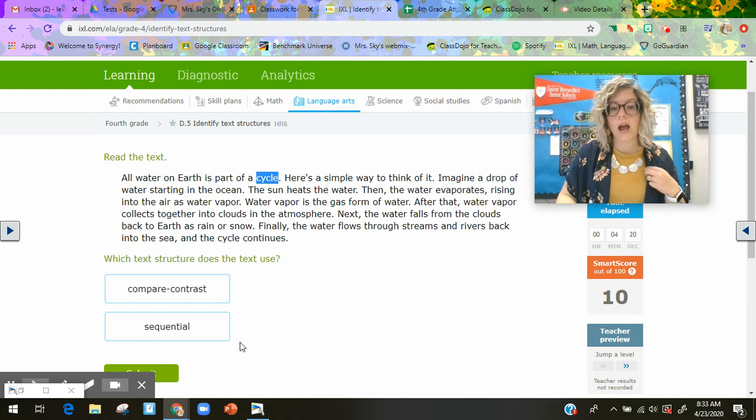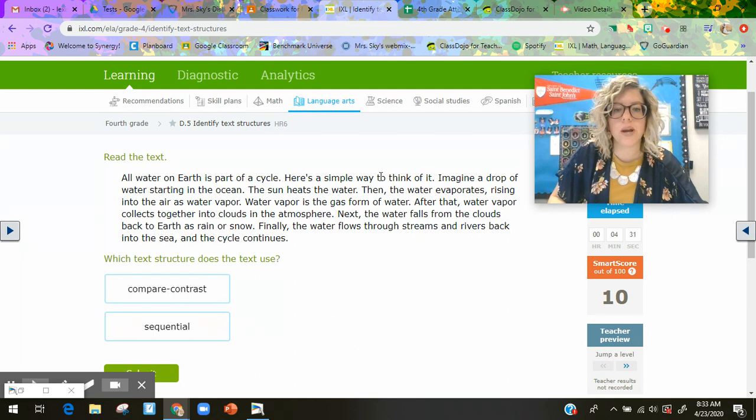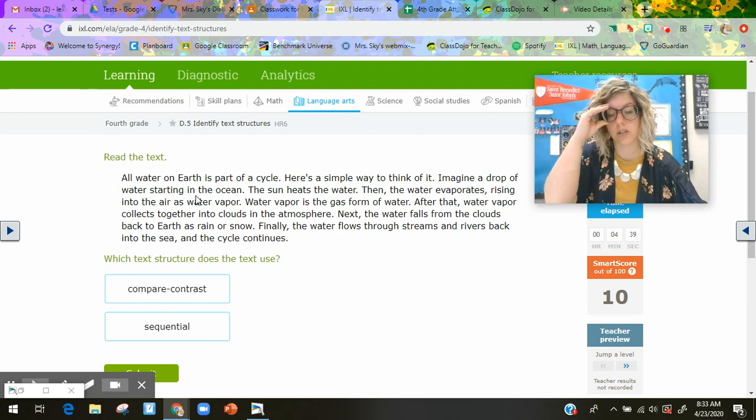Now, right away, I'm leaning towards sequential, but again, I'm going to be a good reader and I'm going to read the whole thing before I make that decision. Here's a simple way to think about it. Imagine a drop of water starting in the ocean. Okay? Ocean is pretty big, so a single little drop in the ocean, that's something to think about.